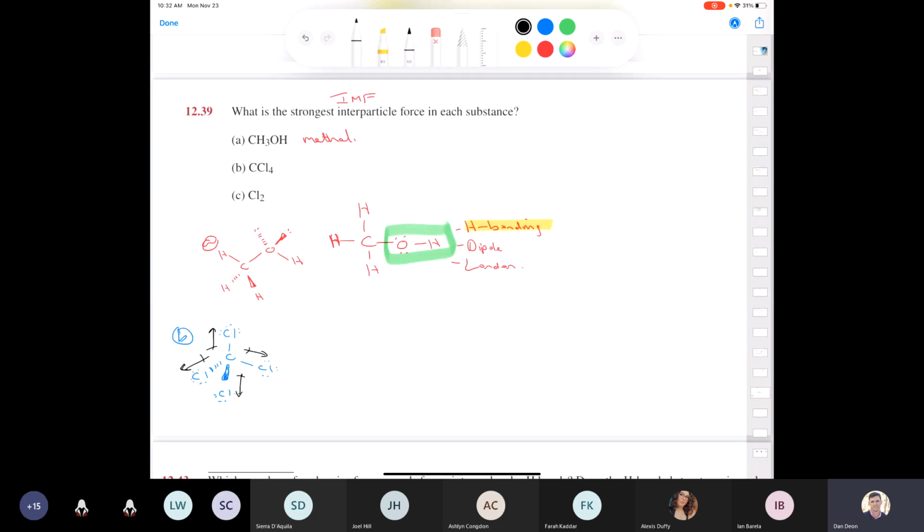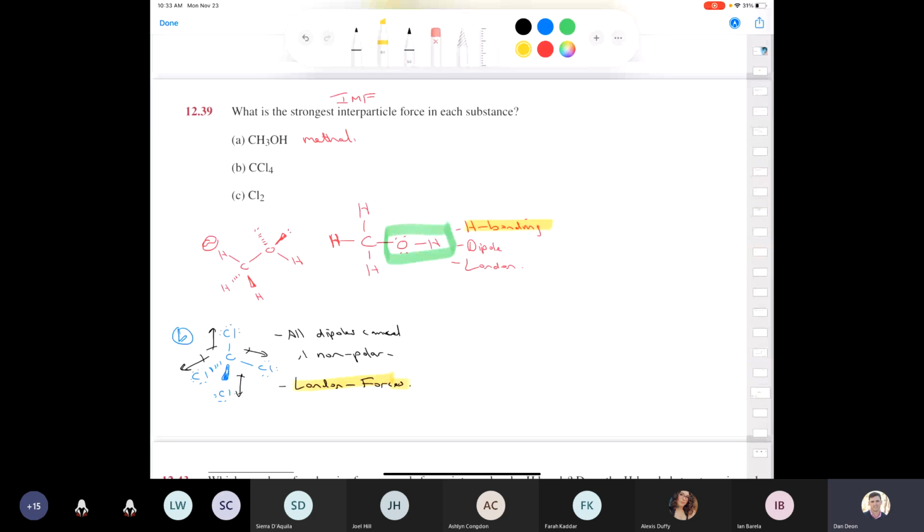Here's my next question. Is carbon tetrachloride a polar molecule? Exactly. It's not a polar molecule. All dipoles cancel. Therefore, non-polar. The strongest intermolecular force that carbon tetrachloride is going to experience is going to be London forces, or induced dipole. It's not going to have any dipole forces, and it's not going to have any hydrogen bonding.